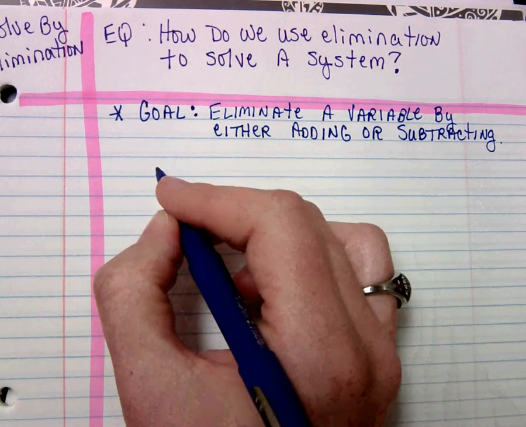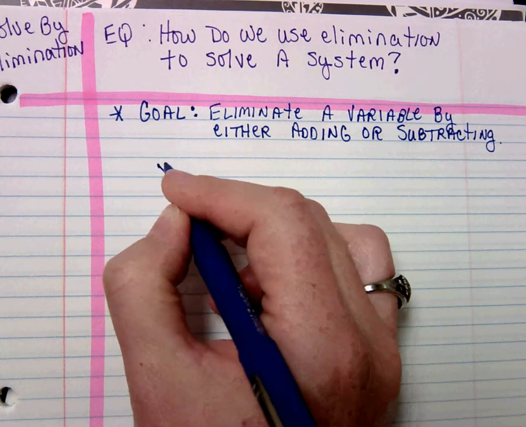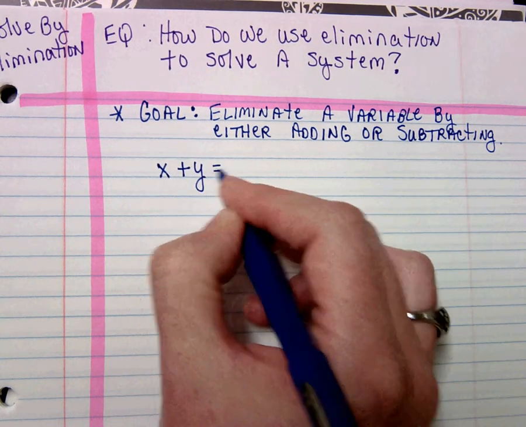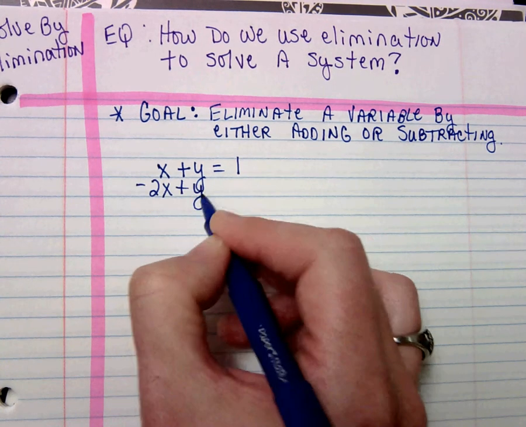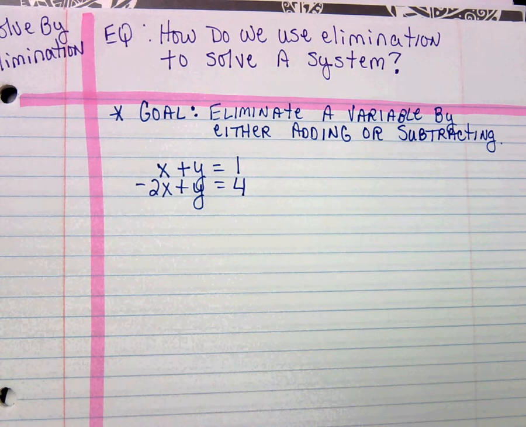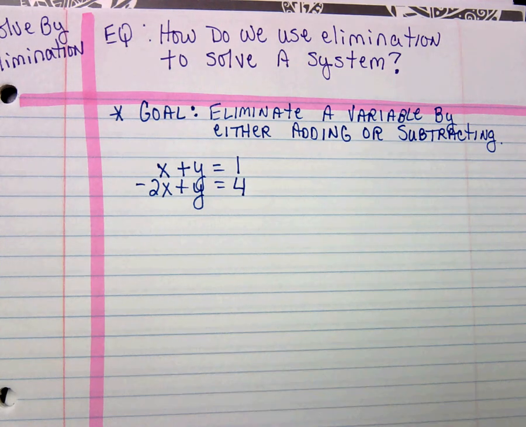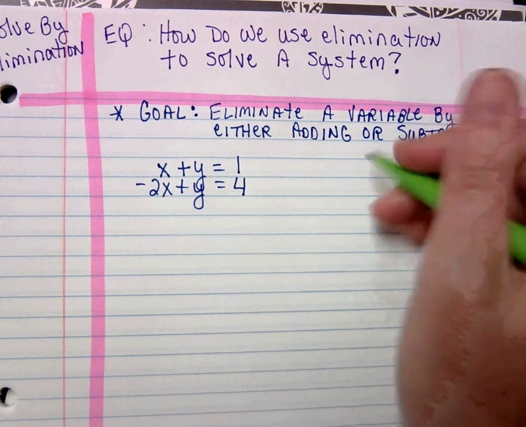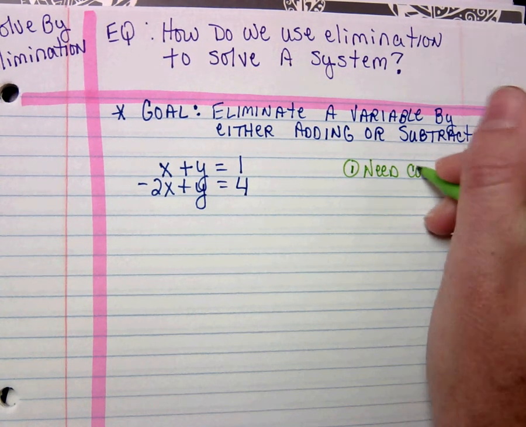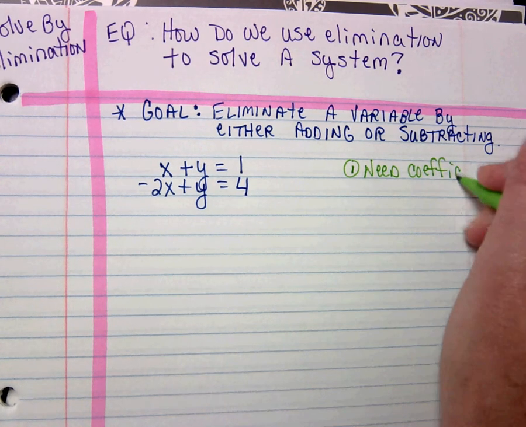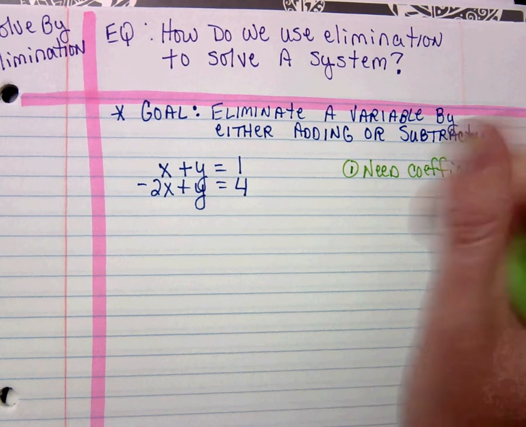Now the first problem I want you to write down, and if you want to write it down, pause the video after I write it, and then start it back up to make sure you have it written down. Okay. Here is a system of equations. Now, if I'm going to eliminate or cancel out one of the variables, the first thing that needs to happen is that we need coefficients to be the same.